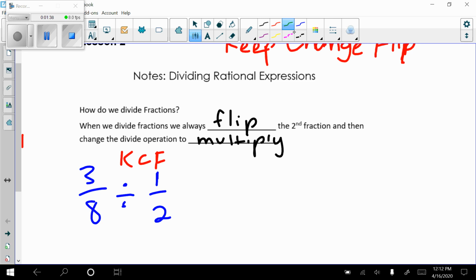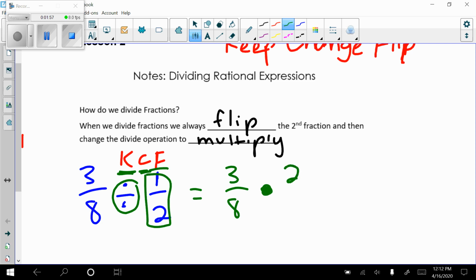So the keep, change, flip, what that is saying is the first fraction, we're going to keep it the same. So the 3/8 is still going to stay as 3/8. But then that's for keep. The change part means we're going to change the division sign into multiplication. And then the flip is taking this second fraction, we're going to flip it upside down. So instead of 1/2, we're going to write it as 2/1.